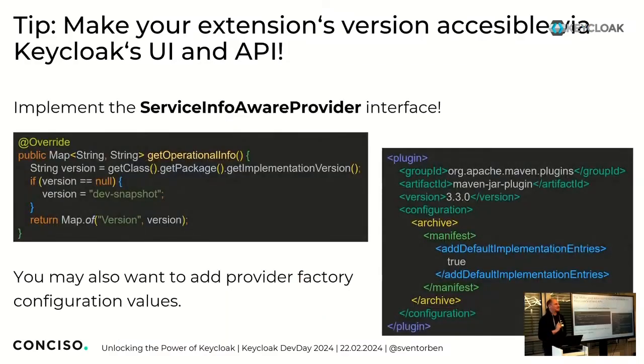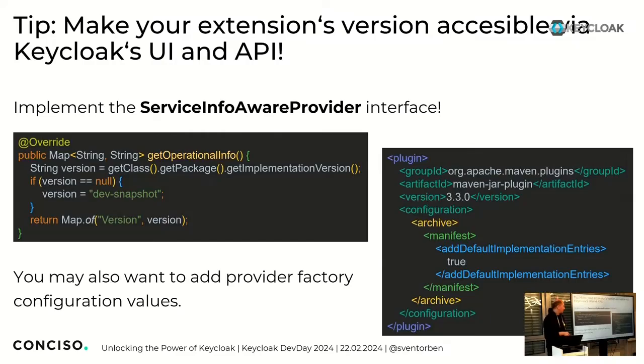So how to do this? You remember this server info aware provider interface I've mentioned before? It basically gives you one Java method you can override. It's the get operational info. And that thing basically returns a map, a key-value kind of thing. And you can encode all kinds of information in there that you want to show on this UI. For the version especially, I just use the Maven version plugin, activate this option, add default implementation entries, which gives you the version that's inside your Maven POM encoded into the manifest file in the jar. Then you can just look it up and show it on this page.